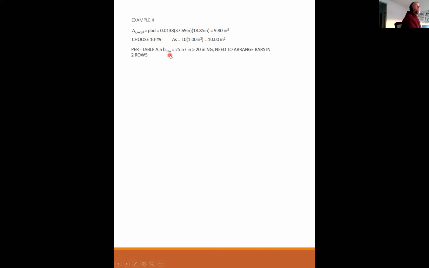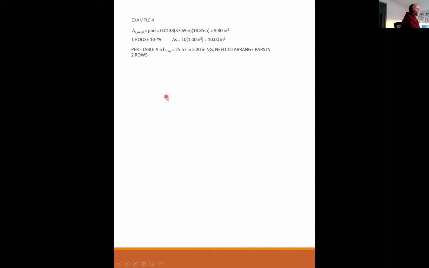Per table 8.5, B minimum is 25.57, which is greater than 20. So I could do one of two things. I could say, all right, let's make the beam 26 inches wide, but that's getting a little excessive. To be more efficient, there just is no solution to get 10 square inches of steel that will fit in 20 inches wide. So we need to put them in 2 rows.